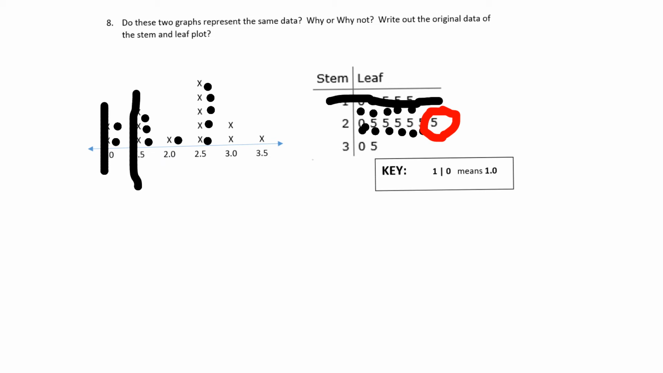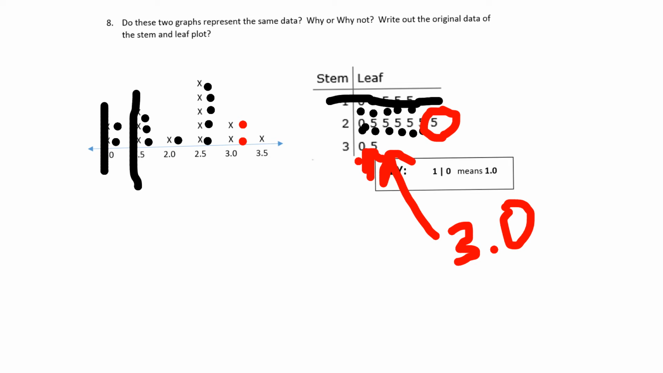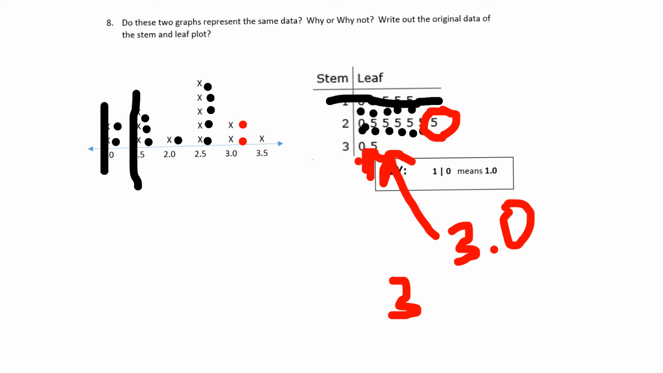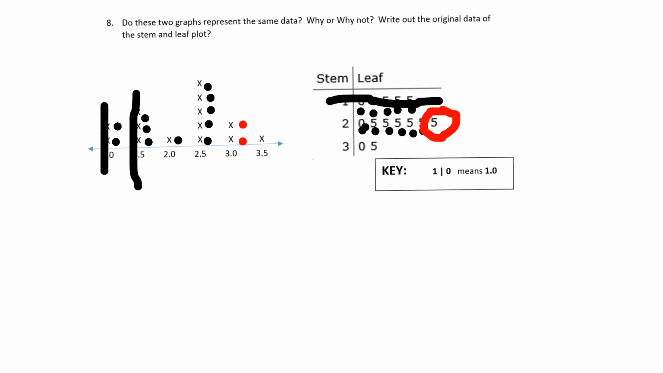But even if you missed that one, there's another one here. Look, 3.0 is twice here, and here 3.0 is only once. This graph needs another 3.0. So there should be another 0 right next to this one. What we should see is 3-005, but that's not what we see. We only see 305 there. That is why the graphs are not the same data, because there should be another 0 there. But it also wants us to write out the original data of the stem and leaf plot.